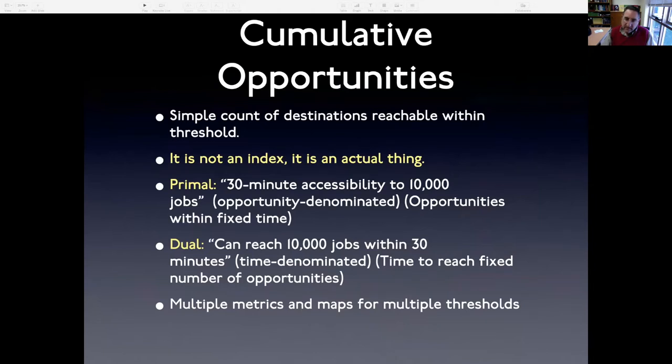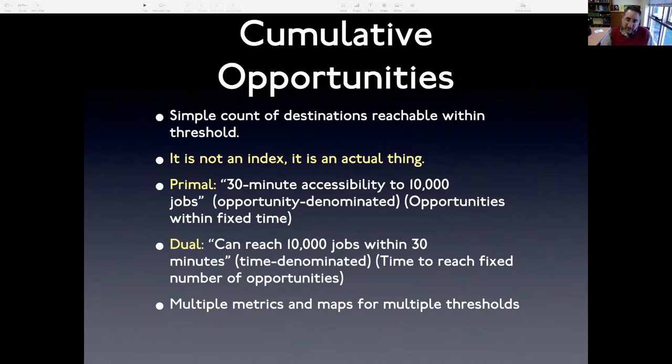One I'm going to look at and focus on is what's called cumulative opportunities. It's basically a count of destinations that are reachable within a threshold. So we could talk about the 30-minute accessibility to 10,000 jobs. We can say we can reach 10,000 jobs within 30 minutes. These are equivalent statements. If in 30 minutes you can reach 10,000 jobs, which would be true maybe by walking in a large city or by automobile in a small city, this is how many opportunities you can reach within a given amount of time.